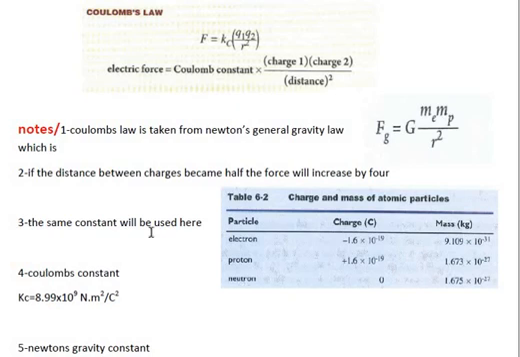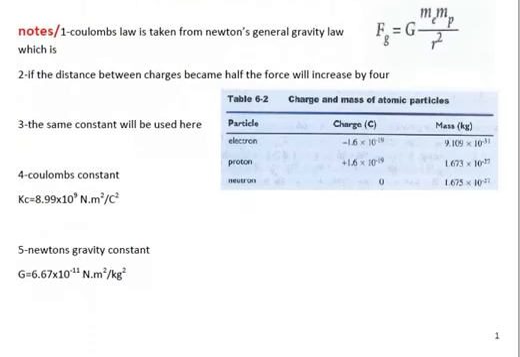And in this rule we have Kc, Coulomb's constant. We will use the same constant here as 8.99 times 10 to the power 9 Newton meter square per Coulomb square.